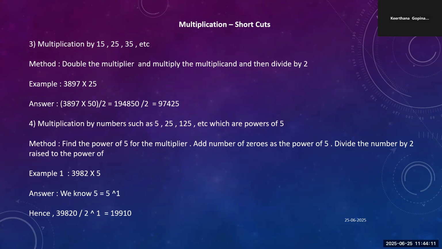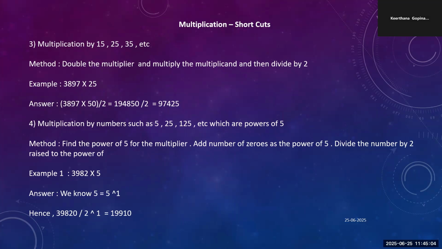Now, in this case, you have to double the multiplier and then divide by 2. For example, you get 3897 into 25. Instead of 25, you make it 50. 50 divided by 2 is what? 25, correct? So you can write 25 as 50 divided by 2. Now you can multiply 3897 into 50, because that is easier to multiply for you.